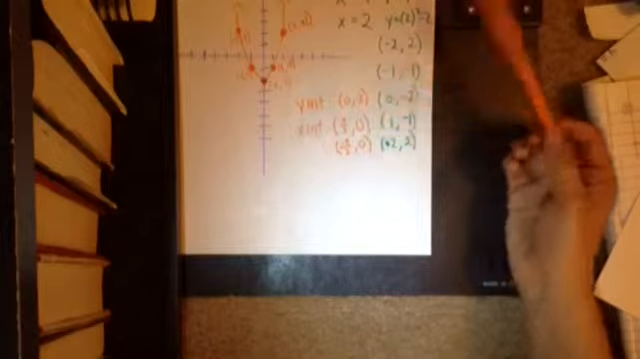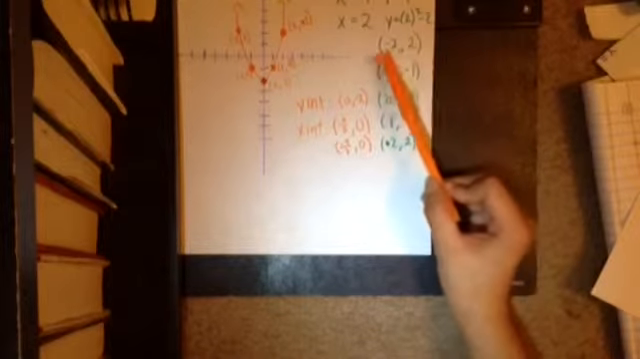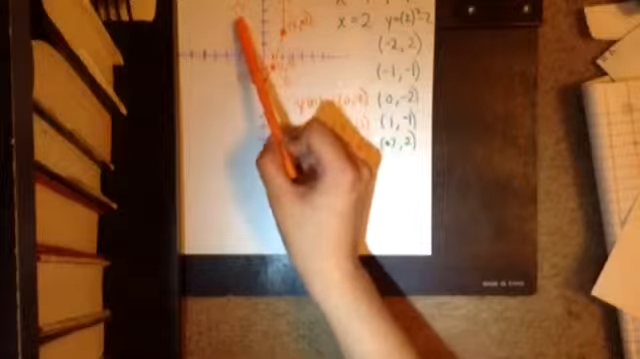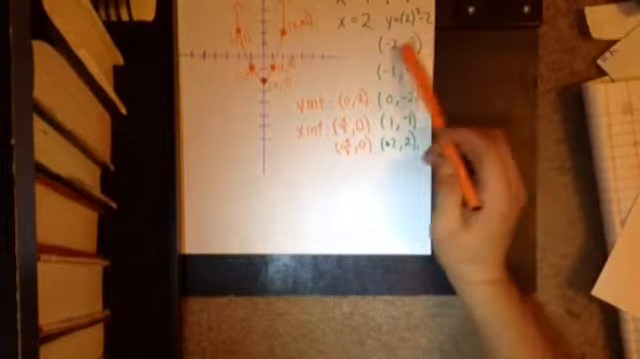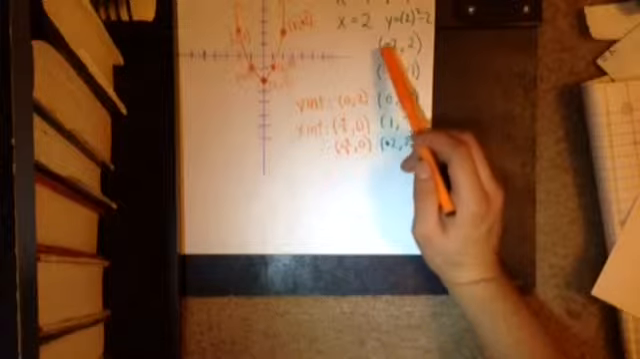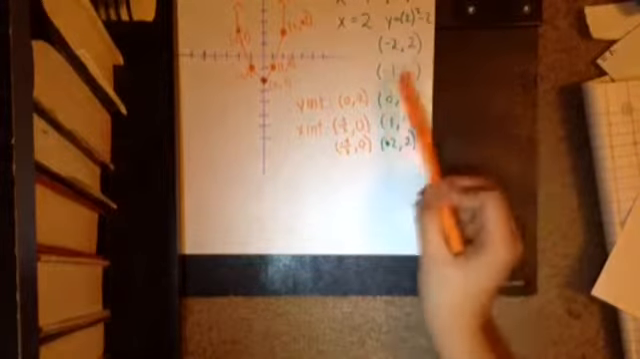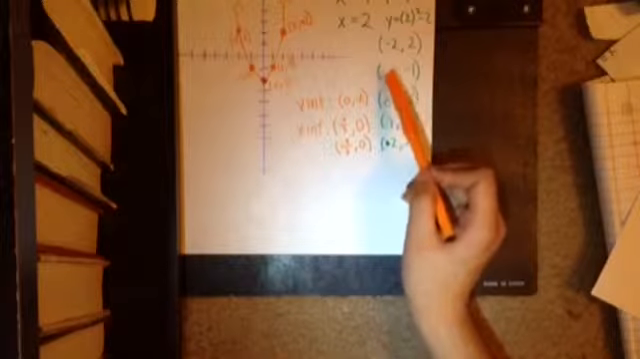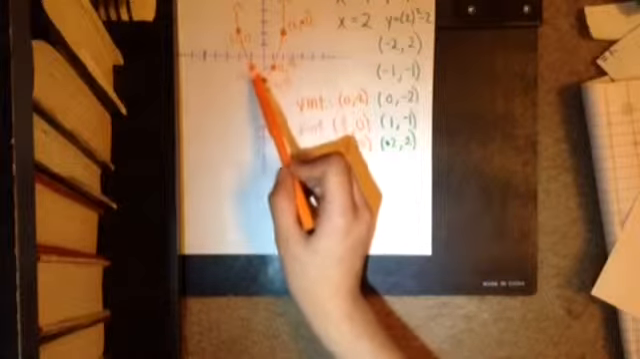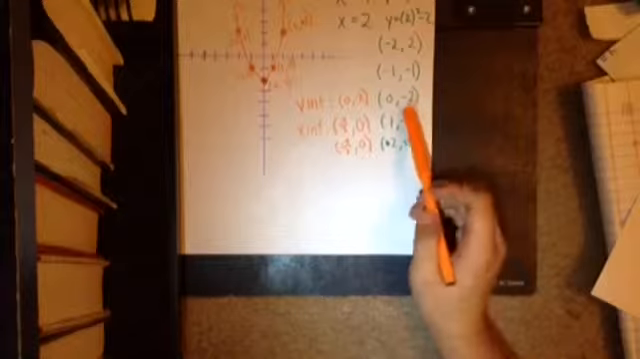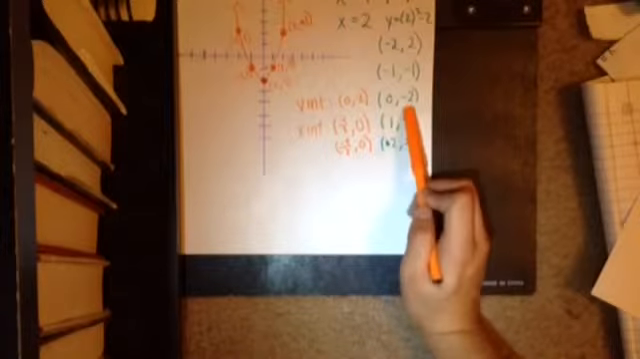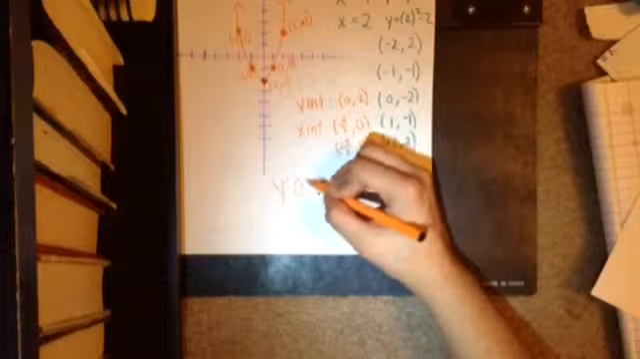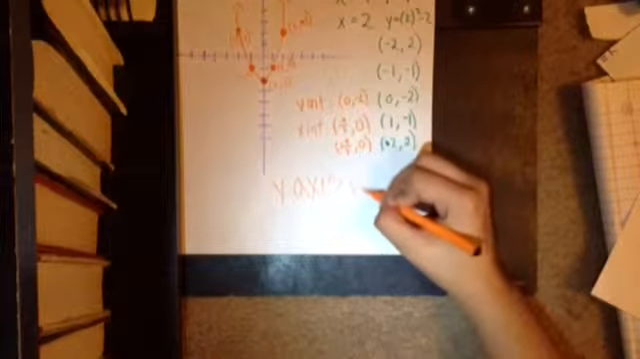First, we're going to check for y-axis symmetry. So here we have one of our points, (-2, 2), which is right here. And we're going to look for the opposite, which would be (2, 2), and we have that right here. And we're going to do the same for (-1, -1), which is right here. And the opposite would be (1, -1), and we have that right here. So our graph has y-axis symmetry.